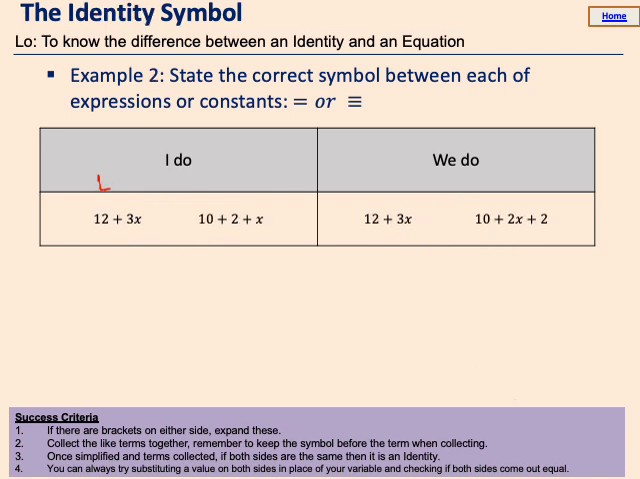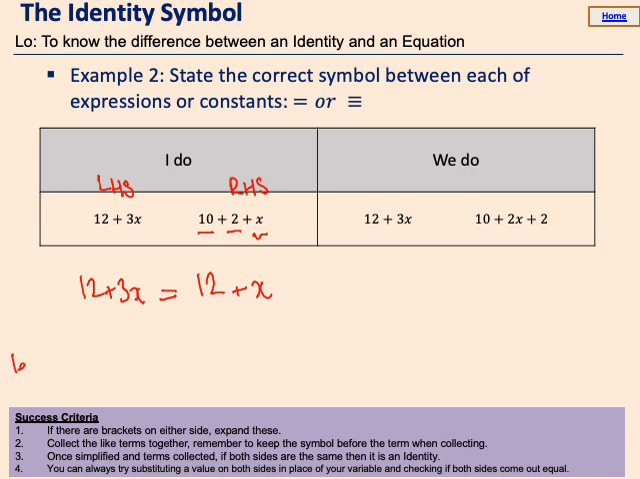So again, our left-hand side is simplified. Our right-hand side has some terms. So here again, we have 10 and 2, which can be collected to give us 12, and we're left with just plus x. On the left-hand side, we have 12 plus 3x. So the 12s are the same, but we have 3x over here and 1x over here. So this will not be the same for all values of x. So the symbol that we would put in between would be equal. And we've now created ourselves an equation. Not an identity, an equation.